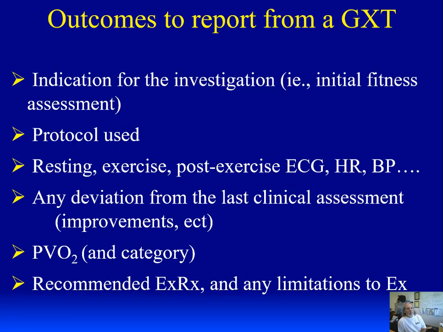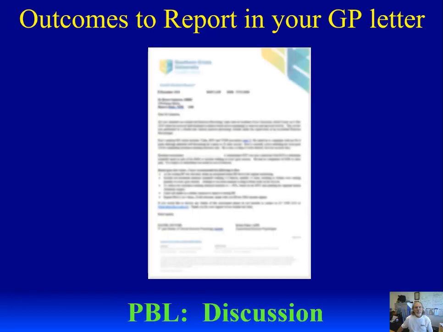So what outcomes do you report from a stress test? Why are you doing it? Generally, when you type into the Xscribe system, it's going to be initial fitness assessment. What protocol did you use? Bike, treadmill, and what was the protocol? You're going to report your resting, exercise and post-exercise ECG, heart rate, blood pressure, etc. Any deviation from their last clinical assessment. Let's say you're doing a retest, did the person improve? What's their predicted VO2 peak? And their category, good, bad, average, etc. And the recommendations for their exercise prescription and any specific limitations.